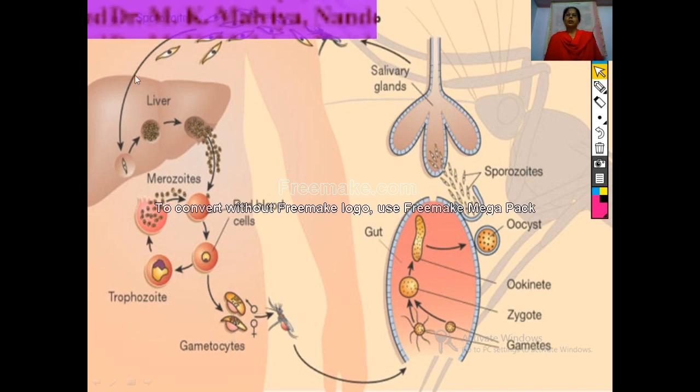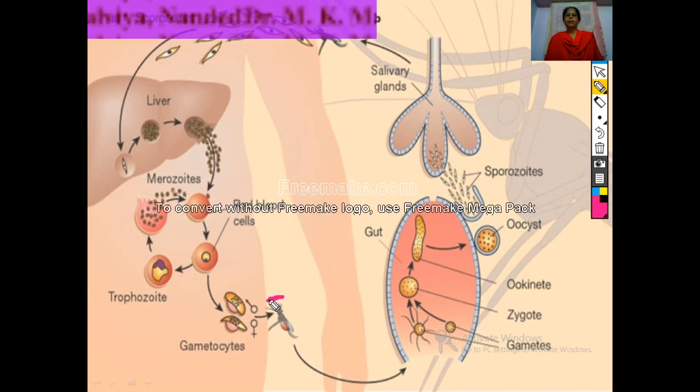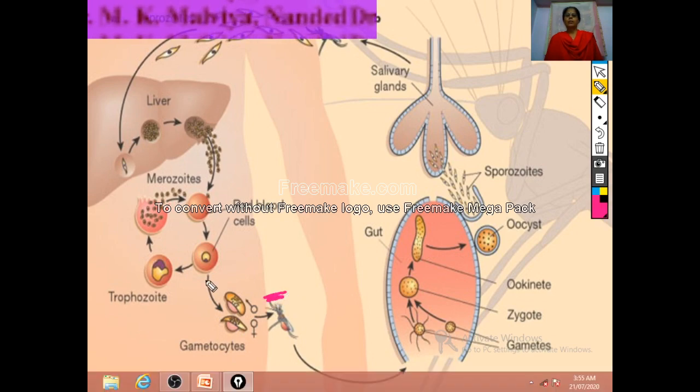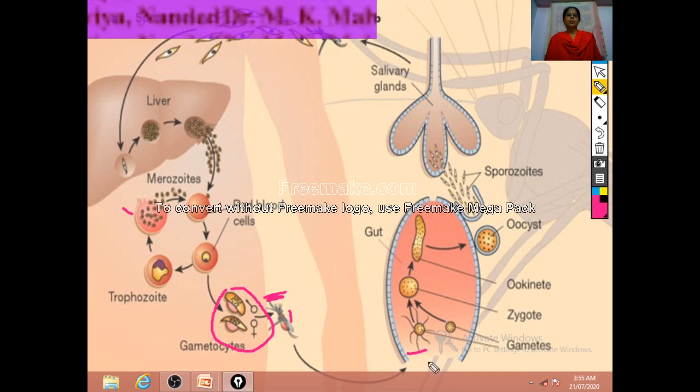Now this is the infected human being, and another female anopheles mosquito bites this person to take the blood. Along with the gametocytes, all the stages are taken up by the female anopheles mosquito, and they come up in the stomach of this mosquito. This is the mosquito, showing the stomach and the salivary gland.